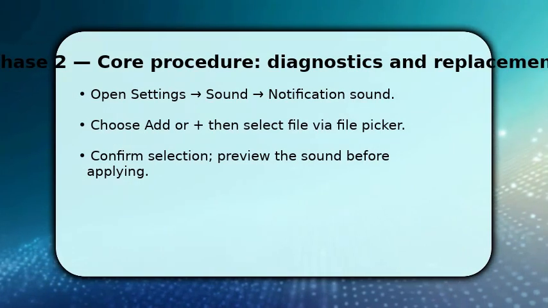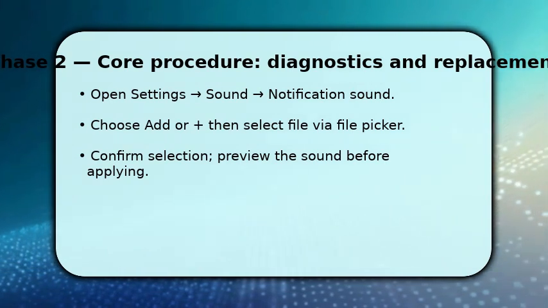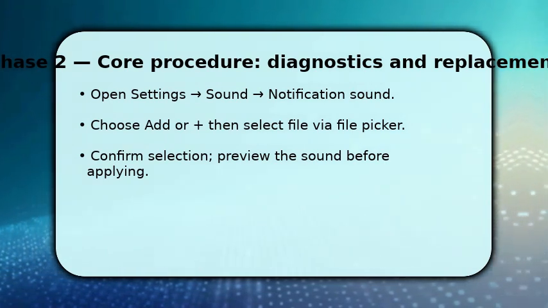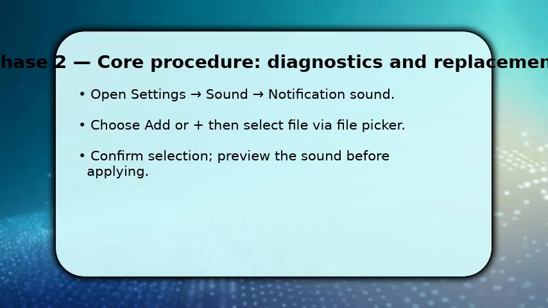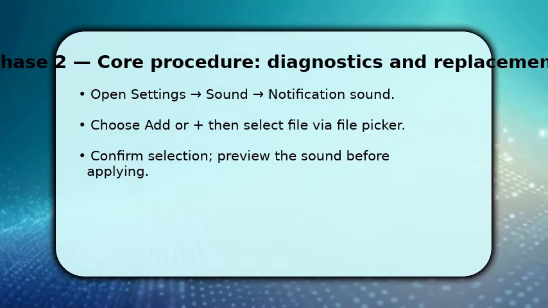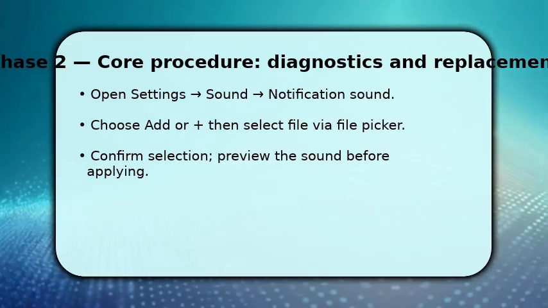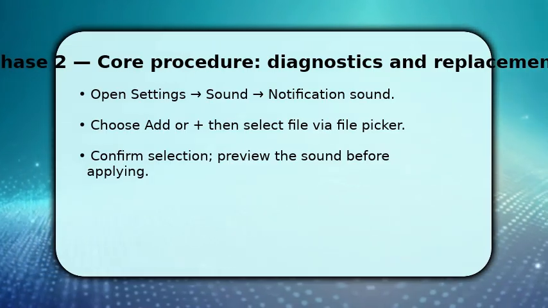Now open Settings, then Sound, and tap Notification Sound. You may see an add or plus button. Tap it to launch the system file picker. Navigate to the Downloads or Files folder and select your prepared MP3 or WAV. The picker will return you to the sound screen. Press Preview to hear it. If it plays correctly, tap Apply or OK to set it.